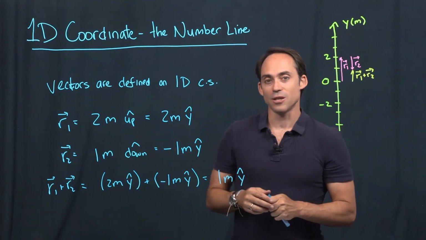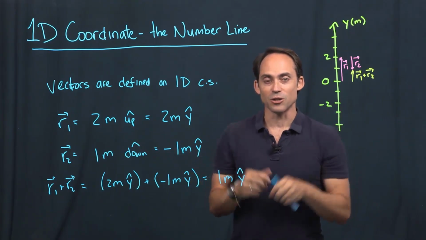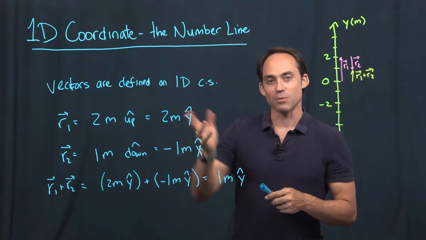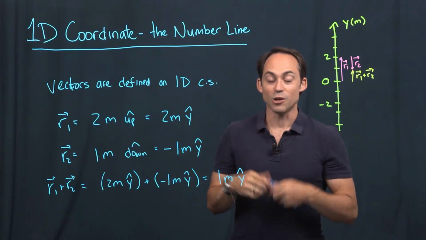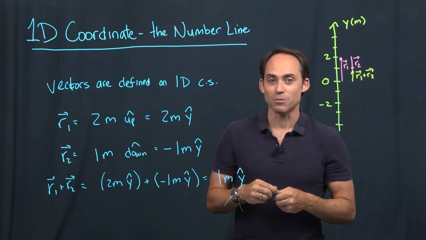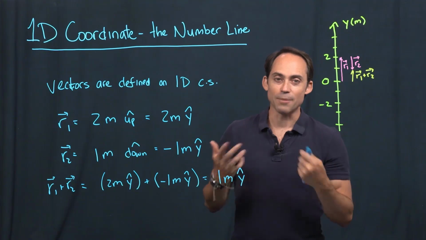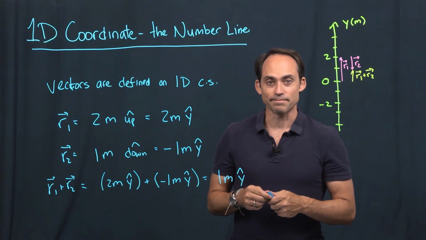So we can still consider vectors on these one-dimensional number lines, and it just decides which way the sign is flipped. All right? If you're going along the direction that you define positive in your coordinate system, then you have a positive displacement or a positive velocity. If you're going in the opposite direction, you just have to make sure you have a minus sign.